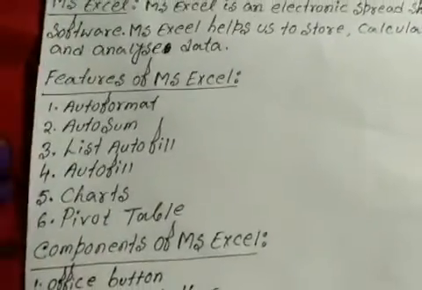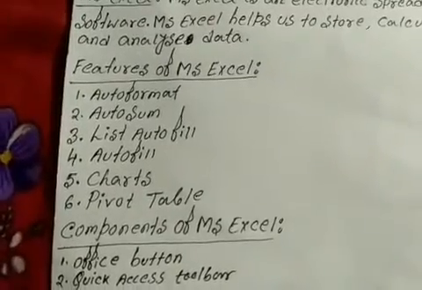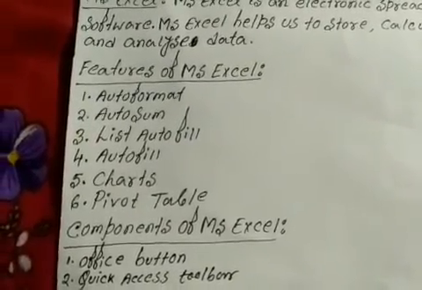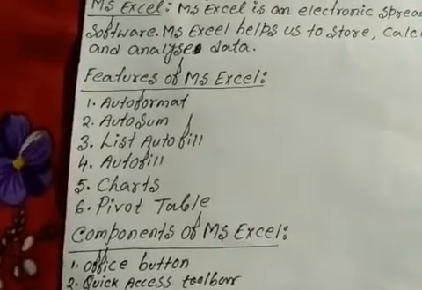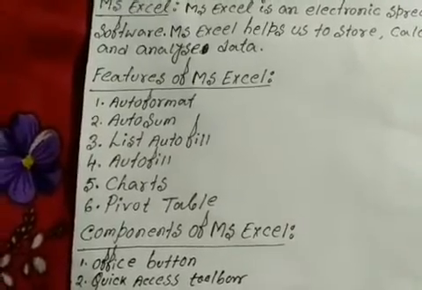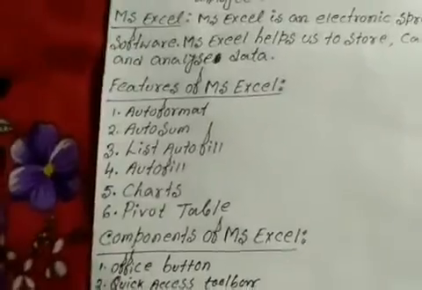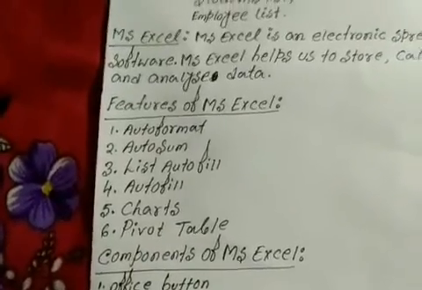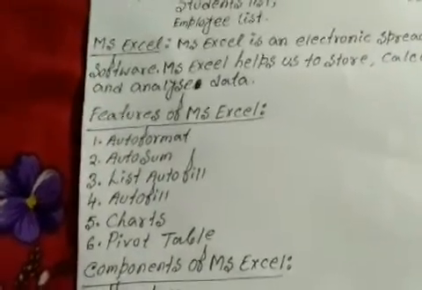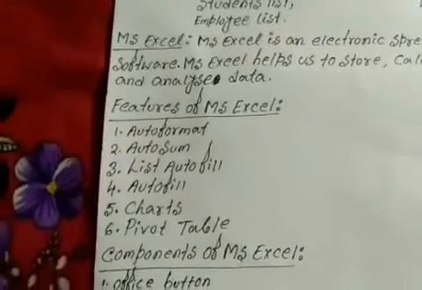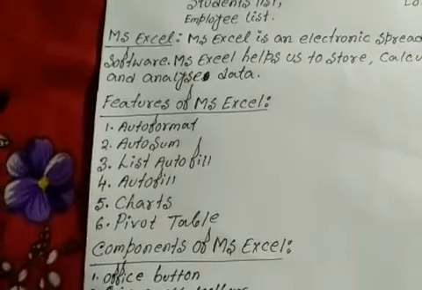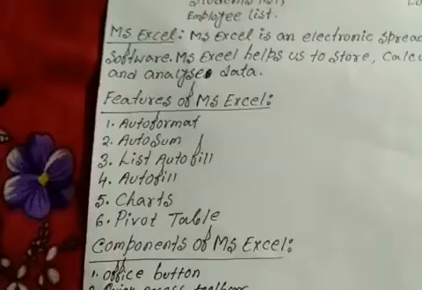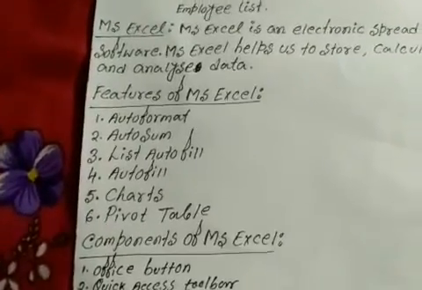Then pivot table. A pivot table is a data summarization tool that is used to summarize, sort, group, and count the data. So, how do we differentiate a normal table from a pivot table? A normal table represents the contents, whereas a pivot table represents summarized contents of another table. Secondly, a normal table is fixed, but a pivot table is flexible.